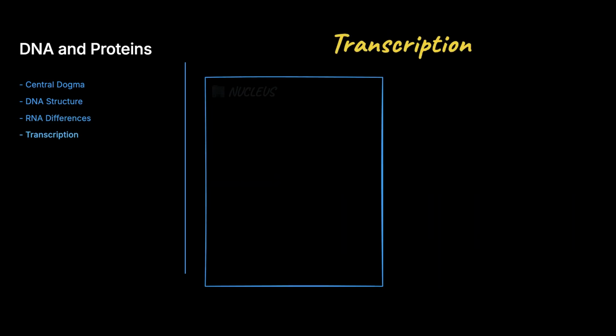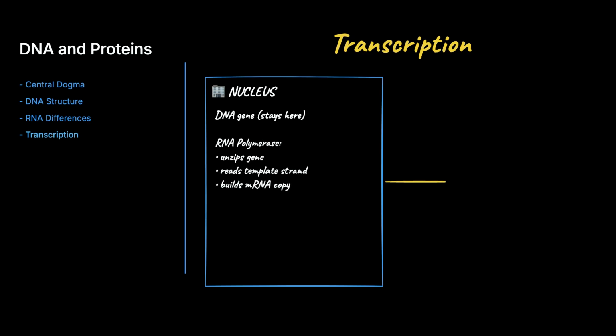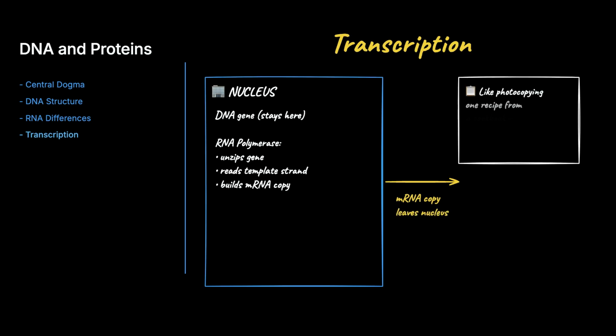The first half of the flow is transcription, copying a DNA gene into messenger RNA inside the nucleus. RNA polymerase unzips the gene, reads one strand as a template, and builds a matching RNA copy. Think of it like photocopying a single recipe from a cookbook you never take off the shelf. That copy then leaves the nucleus.